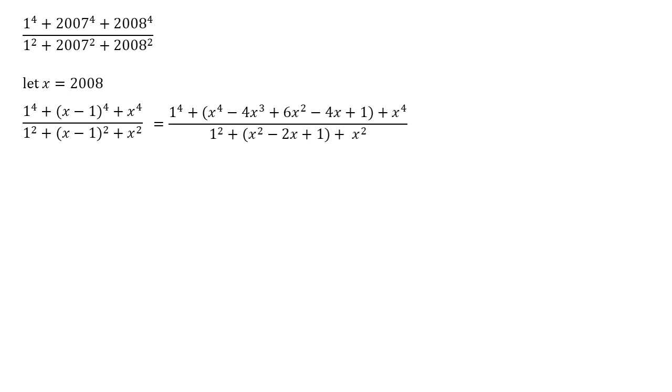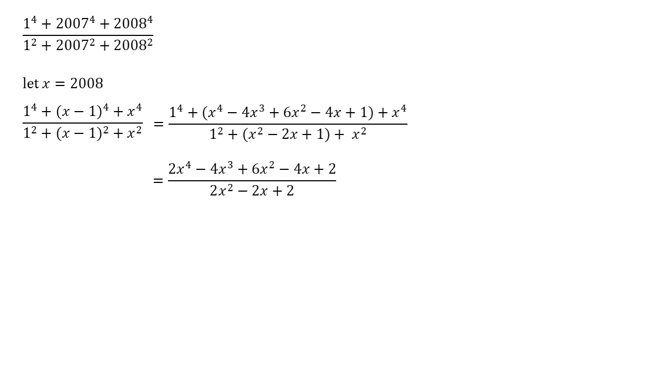Now let's simplify top and bottom. 1 to the power of 4 and 1 squared are both equal to 1, so we can set that there and they'll add to those other ones. Like terms will come together. So on the top, we've now got 2x to the power of 4 minus 4x cubed plus 6x squared minus 4x plus 2, and that's all over 2x squared minus 2x plus 2.